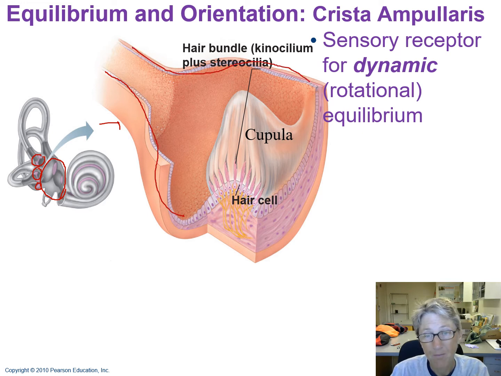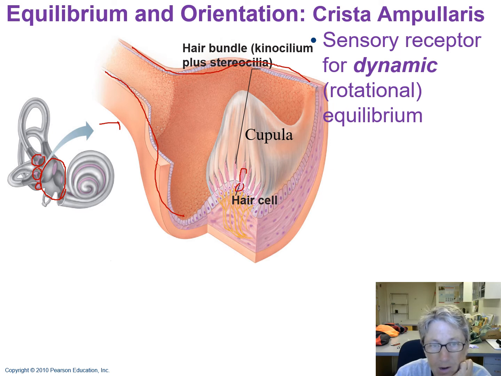So the ampulla flares out, and then within that ampulla you have this apparatus for dynamic or rotational equilibrium. So that, for example, if you just spun around in your chair, would be rotational equilibrium. But it's kind of designed the same way as the equilibrium apparatus in your vestibule, but it's a little different. So you've got the hair cell, which is typical. You have a hair cell here.